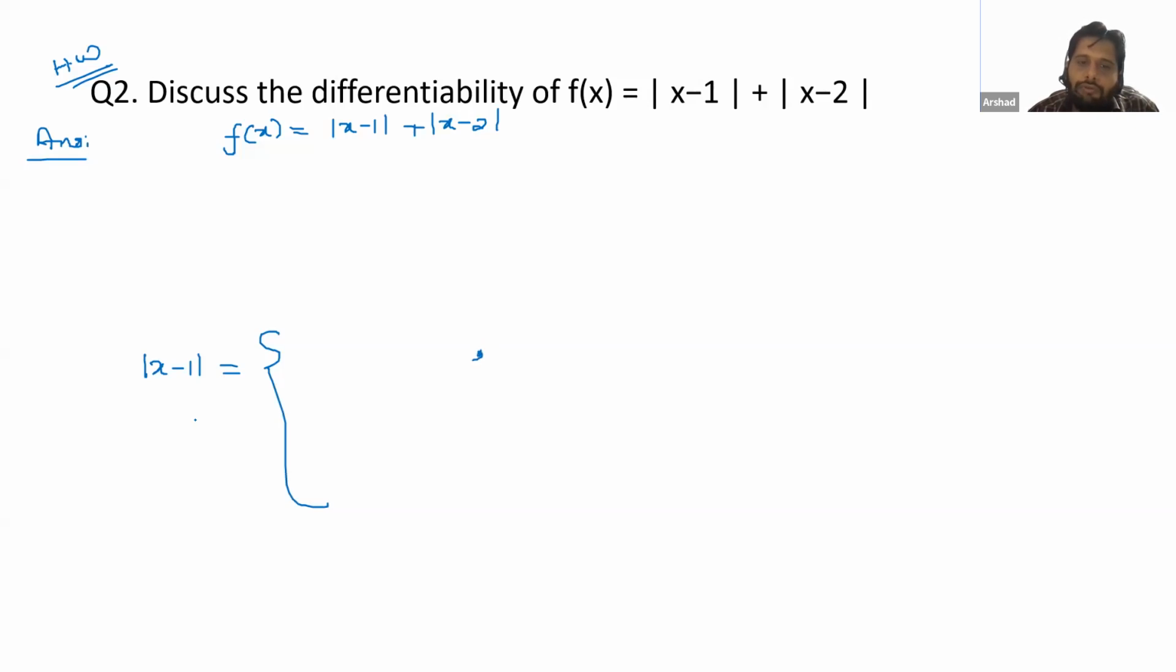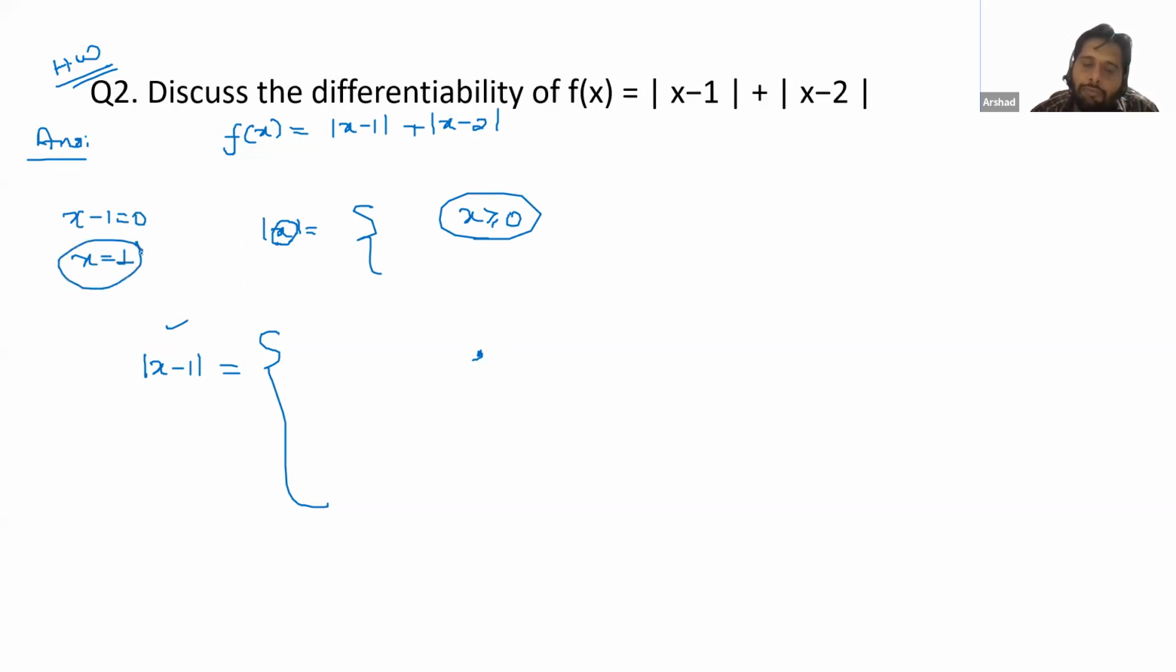Anyone can tell me what is the reference point? For example, mod x we define in this way, x greater than or equal to 0. So this is the reference point. Anyone can tell me for this? Less than 1 and greater than 1. That's correct. Always remember whatever the expression you have inside the modulus, equate that with 0. For example, in this question, we have x minus 1. We will equate that with 0. The value you will get, this is your reference point. So here, x is less than 1 and x is greater than or equal to 1.